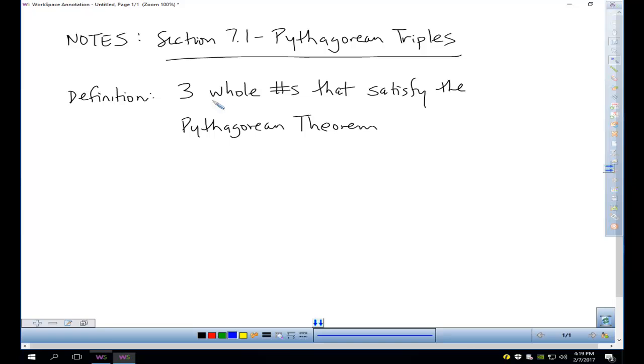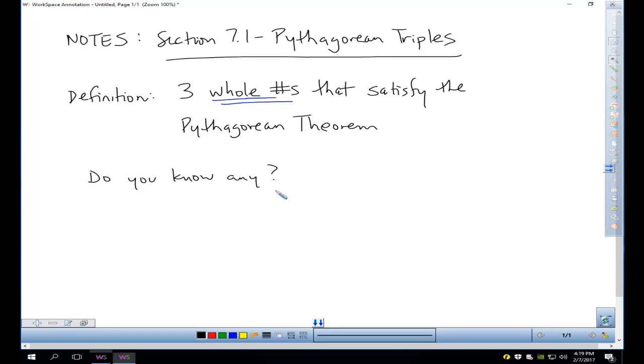Do you know any of those? Have you ever come across 3 whole numbers that work in the Pythagorean theorem? I don't know if you've done much with it. For me, I know a lot of them because I've taught math for a long time, so there's a lot of them I've come across.